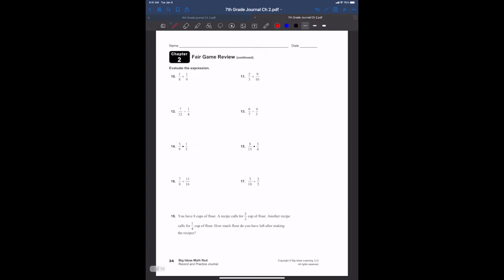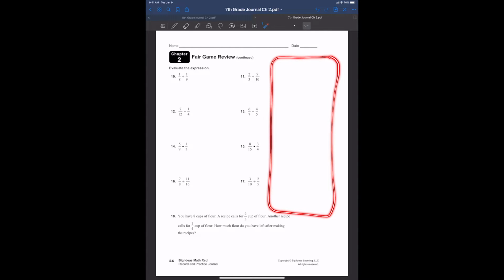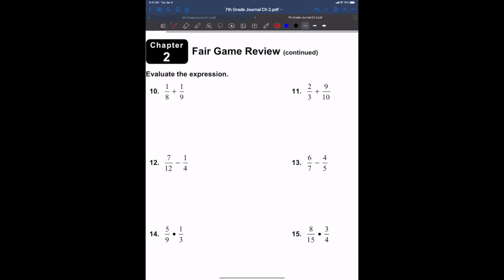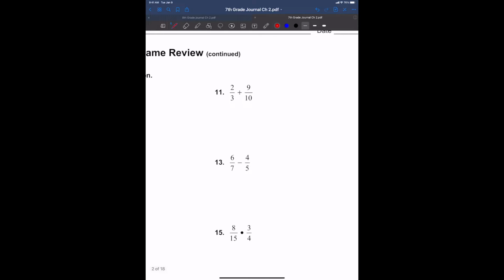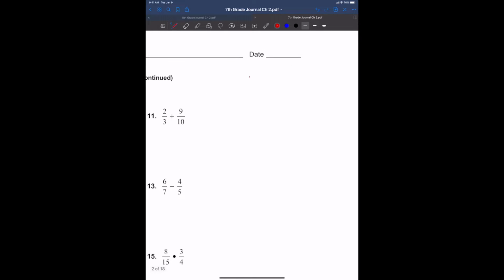All right, guys, go and turn to the next page. Page 24. This will be your homework, but we're going to do half of it together, okay? Do you see this blank space right here? We're going to take some notes right there. Here's the first note I want you to do. As you can see, 10 and 11, what are we doing to those fractions? Adding. Do you guys remember a special rule about when you add and subtract fractions?